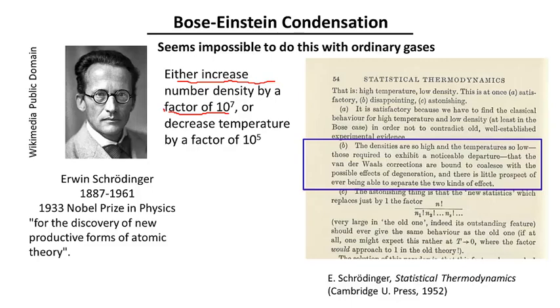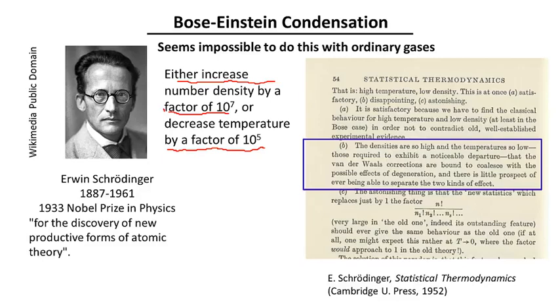And these ideas of Einstein would simply be inapplicable. As an alternative, you might decrease the temperature by a factor of 10 to the 5th. Well, that brings you down into the millikelvin regime, rather hard to access, and also almost everything freezes out at such a cold temperature. And so basically, the prospects for Bose-Einstein condensation for a very long time seemed very improbable.